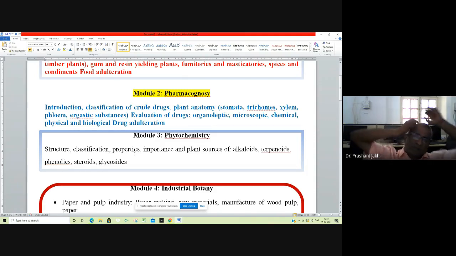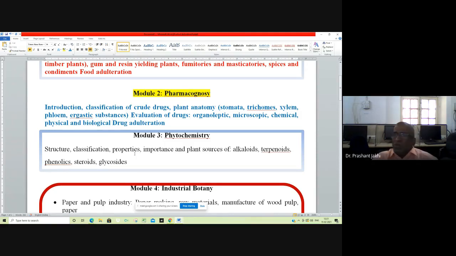हम बहुत बार बोलते हैं कि XYZ की पोटेंसी ज्यादा है, XYZ का स्वाद अच्छा है, वैसे evaluation of a drug. So how to evaluate a drug? Normally for evaluation of a drug, 2-3 important methods are used. First one, organoleptic method, that is on the basis of which organ is used, so it is known as an organoleptic method. Then the second one, microscopic method.